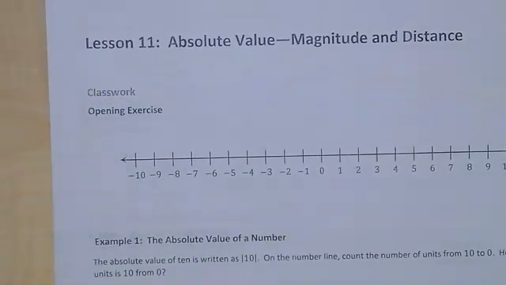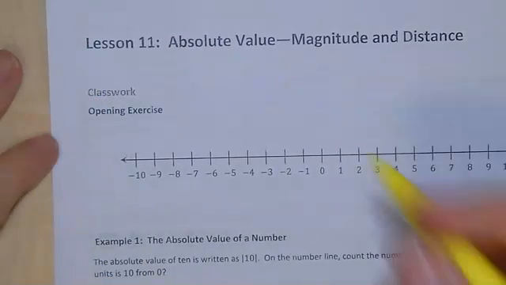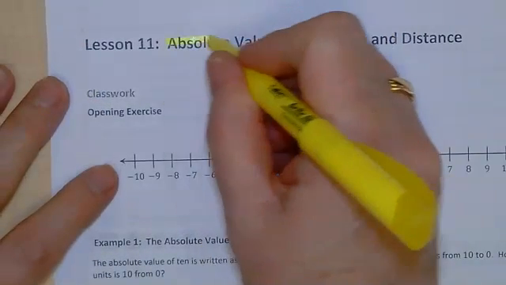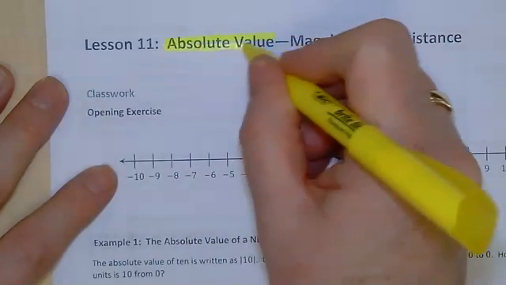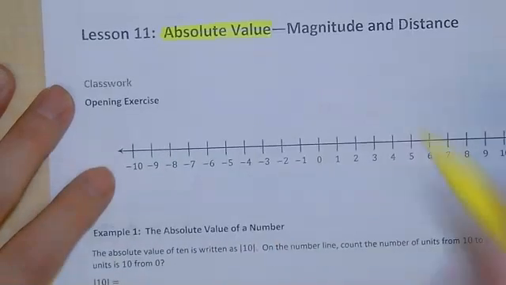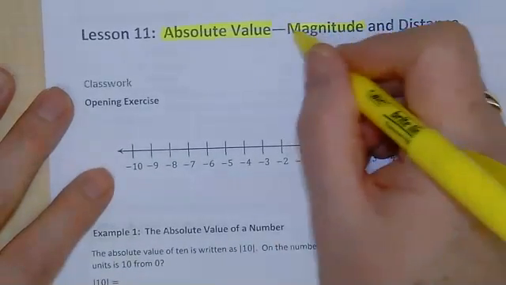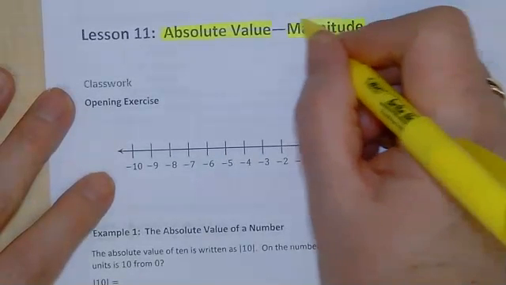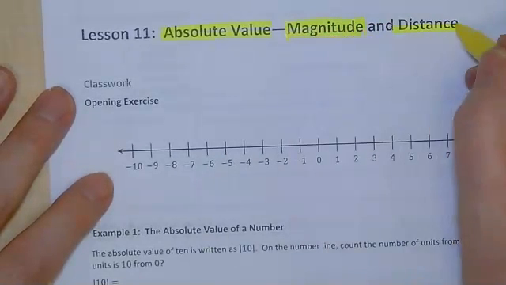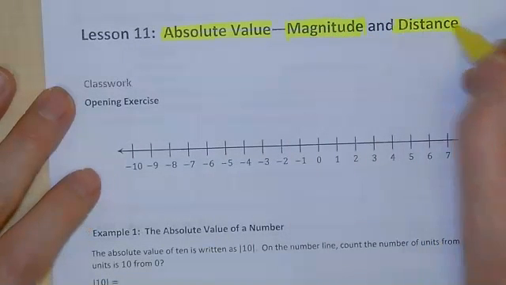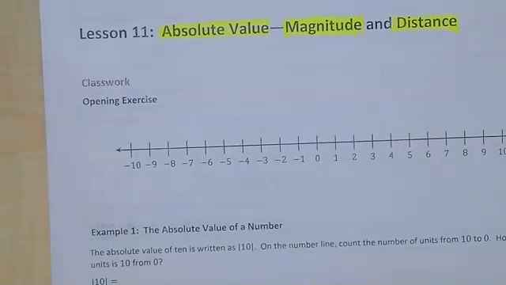We're going to talk about two new ideas. So get your highlighter ready. We're going to talk about what is absolute value and what is magnitude. You guys kind of already know about distance, so that's really not new. But it's going to be part of how we learn about absolute value and magnitude.